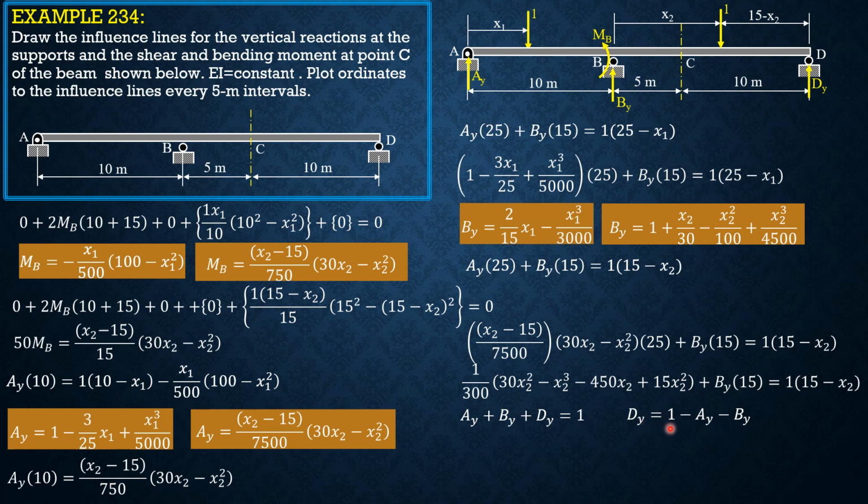But if we want to express dy in terms of x1 also, in general, that's the better way. So substitute ay, which is this, in terms of x1. Substitute by, which is this, in terms of x1. So 1 minus ay, 1 minus quantity 1 minus 3 over 25 x1 plus x1 cube over 5,000, minus by, which is 2 over 15 x1 minus x1 cube over 3,000. Combining like terms and simplifying on the next slide.